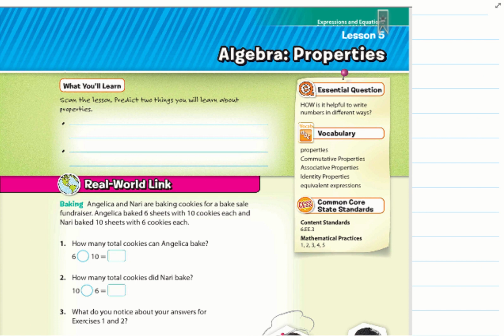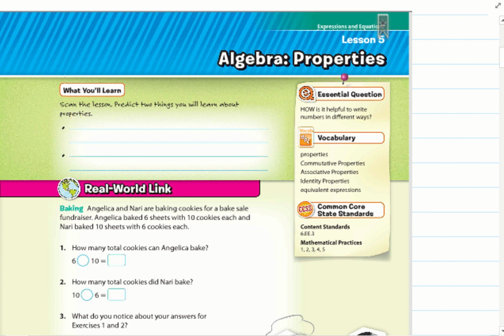So we're going to learn why the order two numbers are added or multiplied does not change the answer.